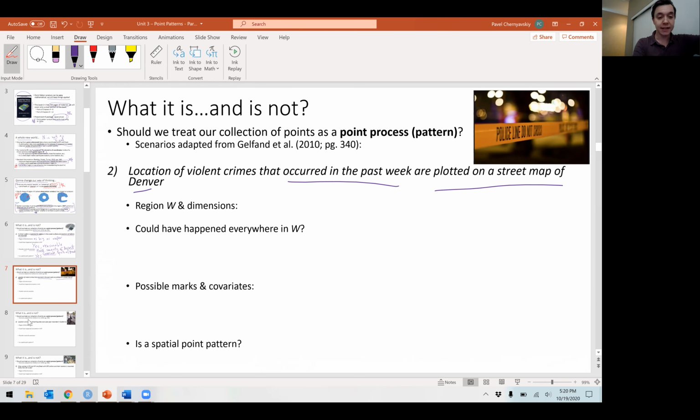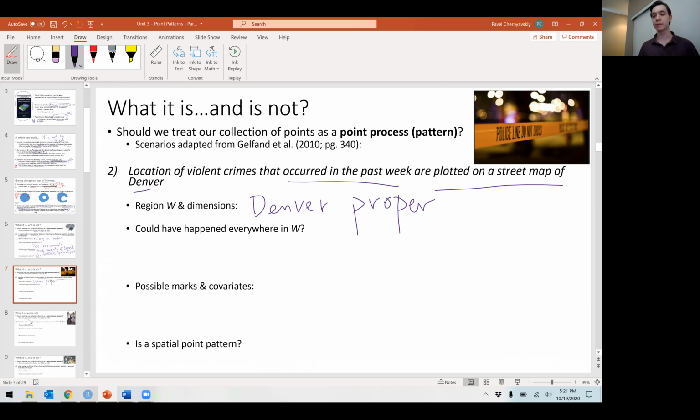So region W and dimensions. Okay, this is where things get a little bit more interesting. What is the jurisdiction of the police department that you have data from? I'm assuming that you know a little bit about Denver, but we have Aurora and Littleton and Thornton, and whether or not you could have possibly recorded a crime in Aurora defines the region. So if you are only reporting Denver PD data and it couldn't have possibly occurred in Aurora, then you better make sure this is the Denver proper.